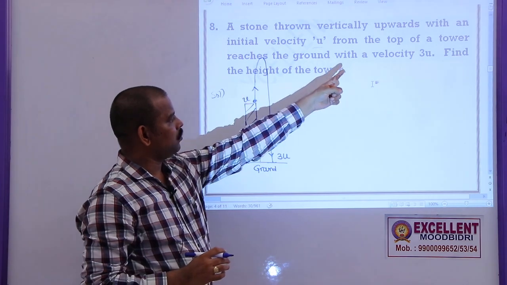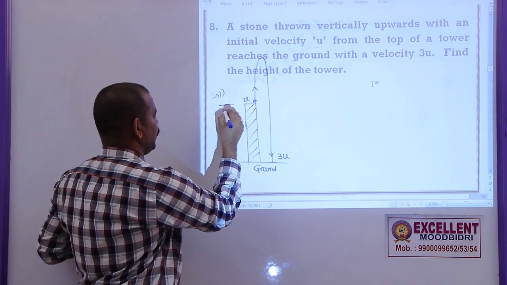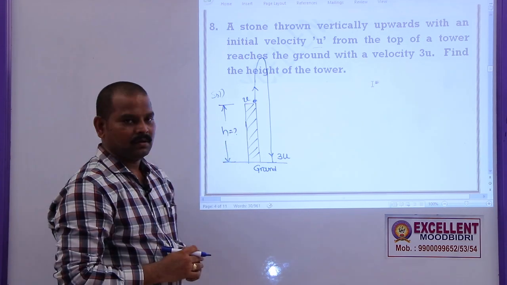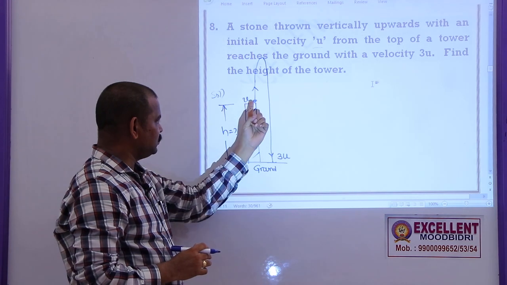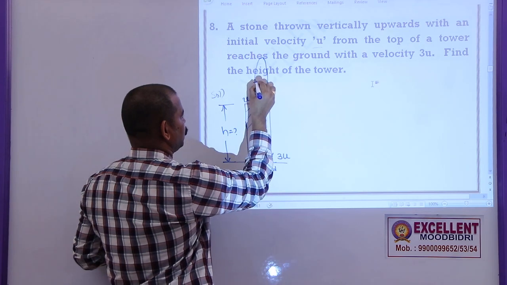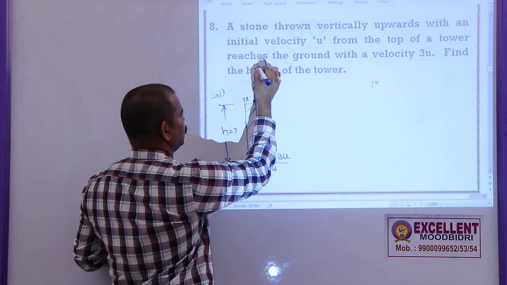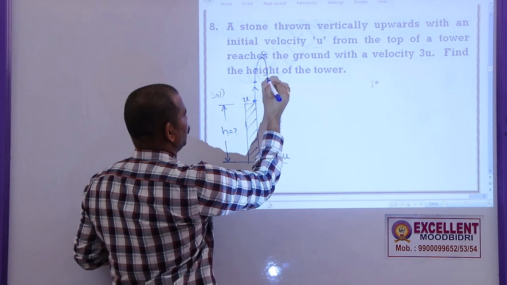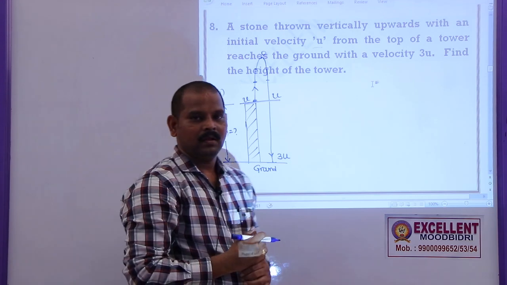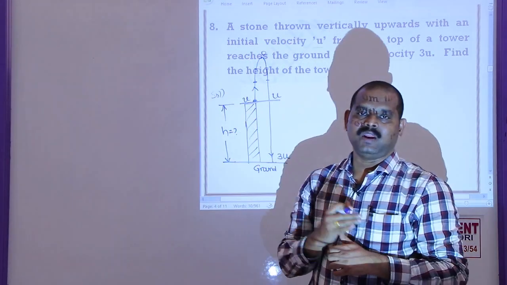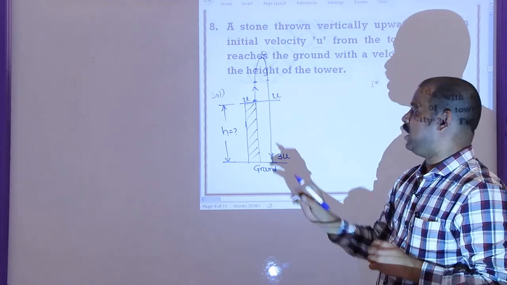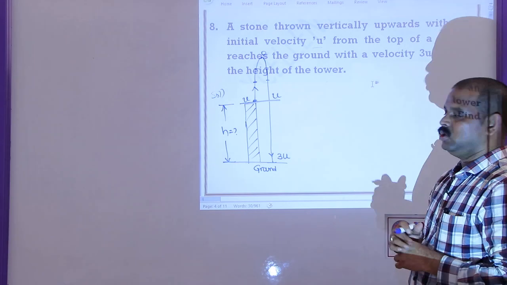So, it is reaching the ground with a velocity 3u. What is the height of the tower? I need the height of the tower, that is h question mark. Now, if you take this velocity while going up u, while coming down u. Here the velocity is less than u, and here this will become 0, but while coming down at the same level the velocity will be u only. The only difference is while going up velocity is positive, while coming down velocity is negative. But if you consider only the magnitude, this will be u, this is 3u.